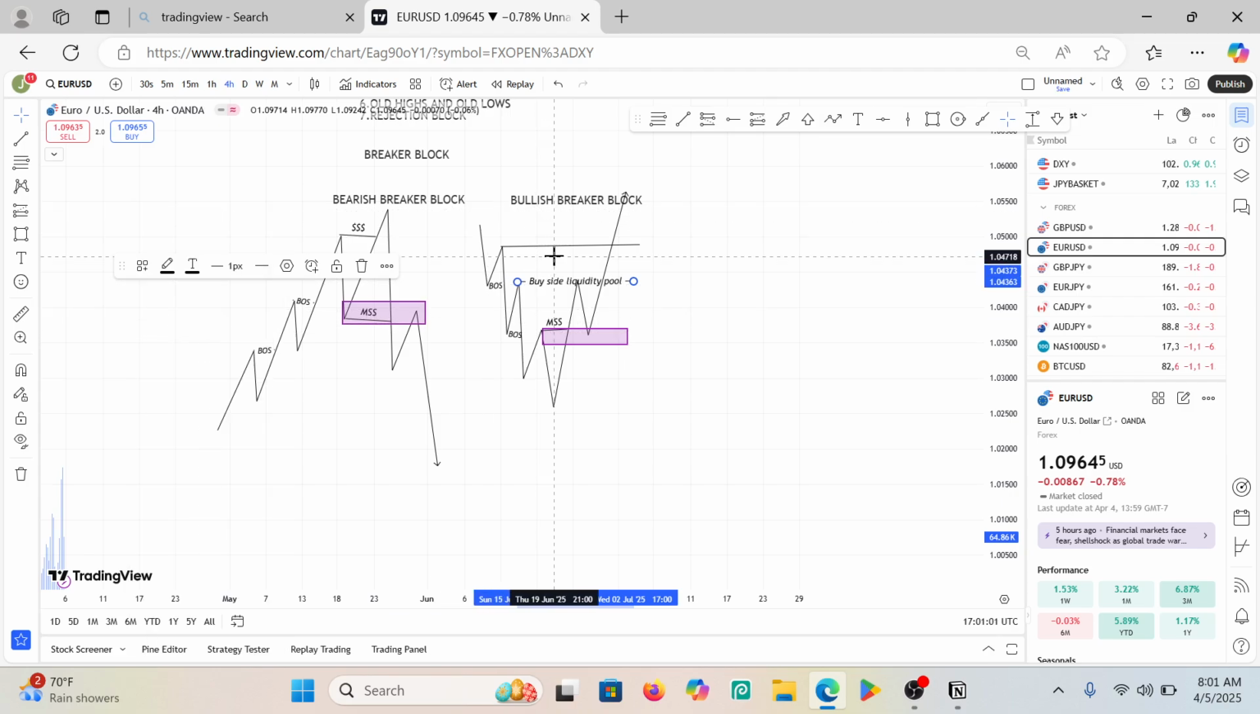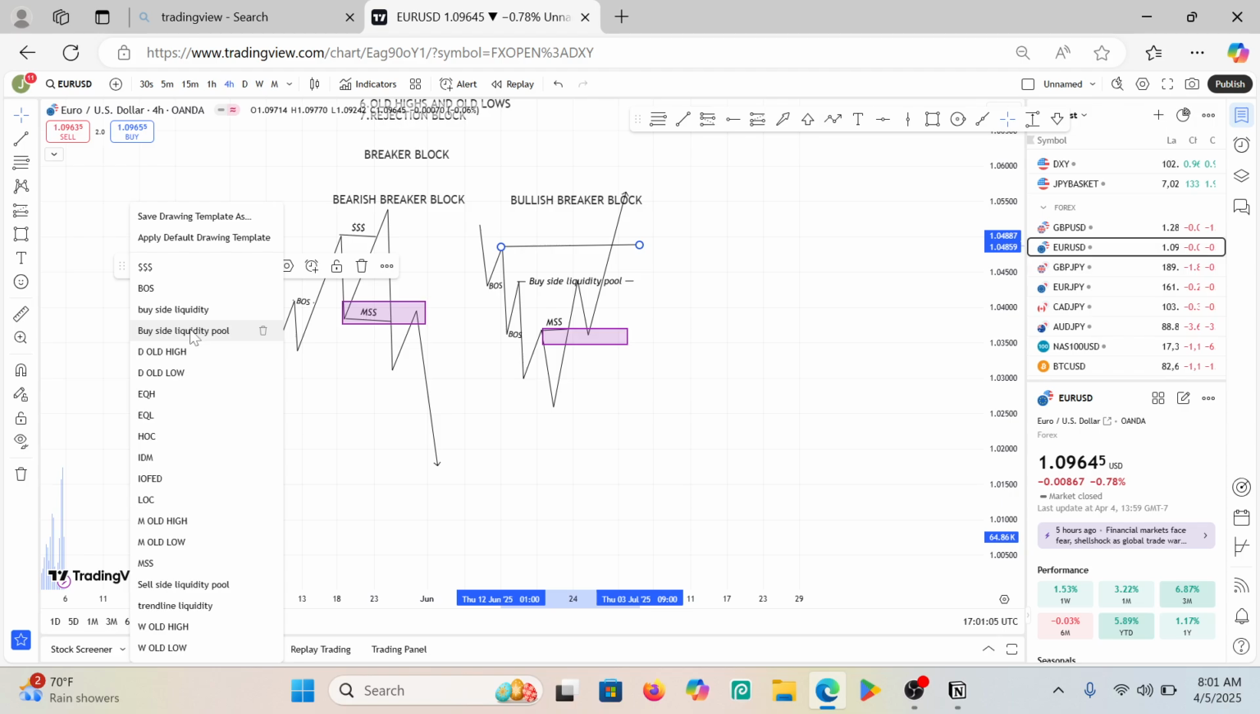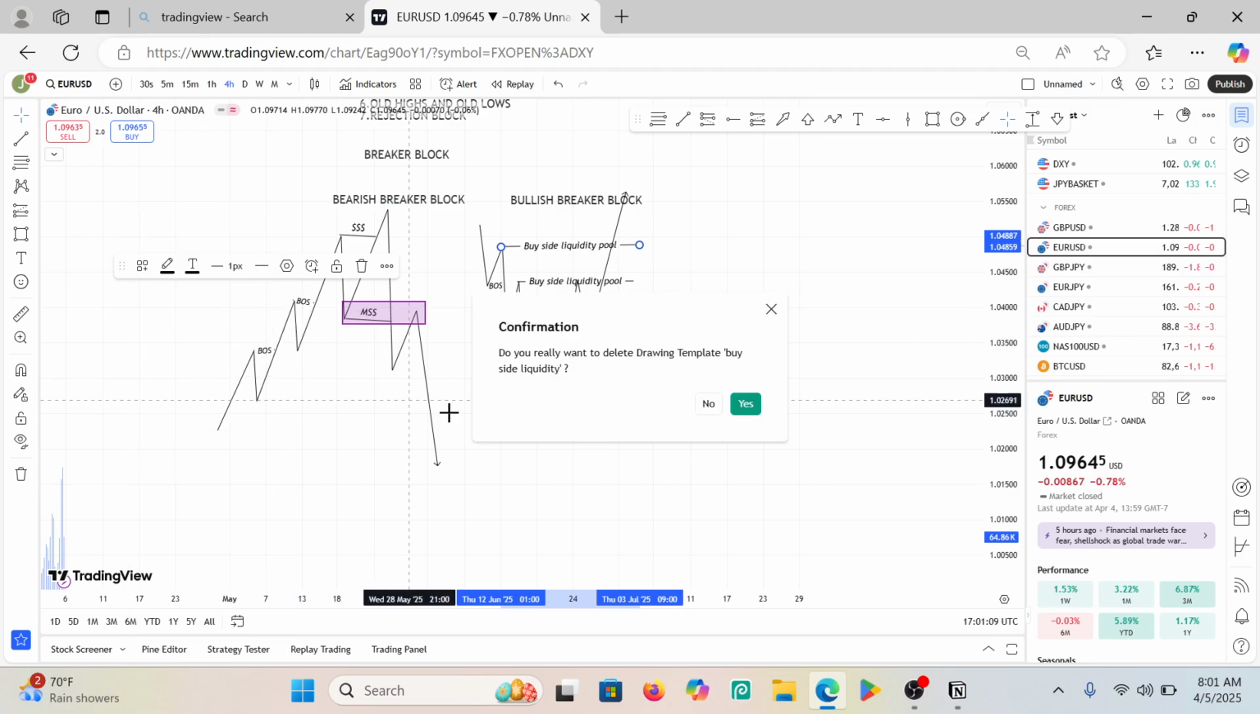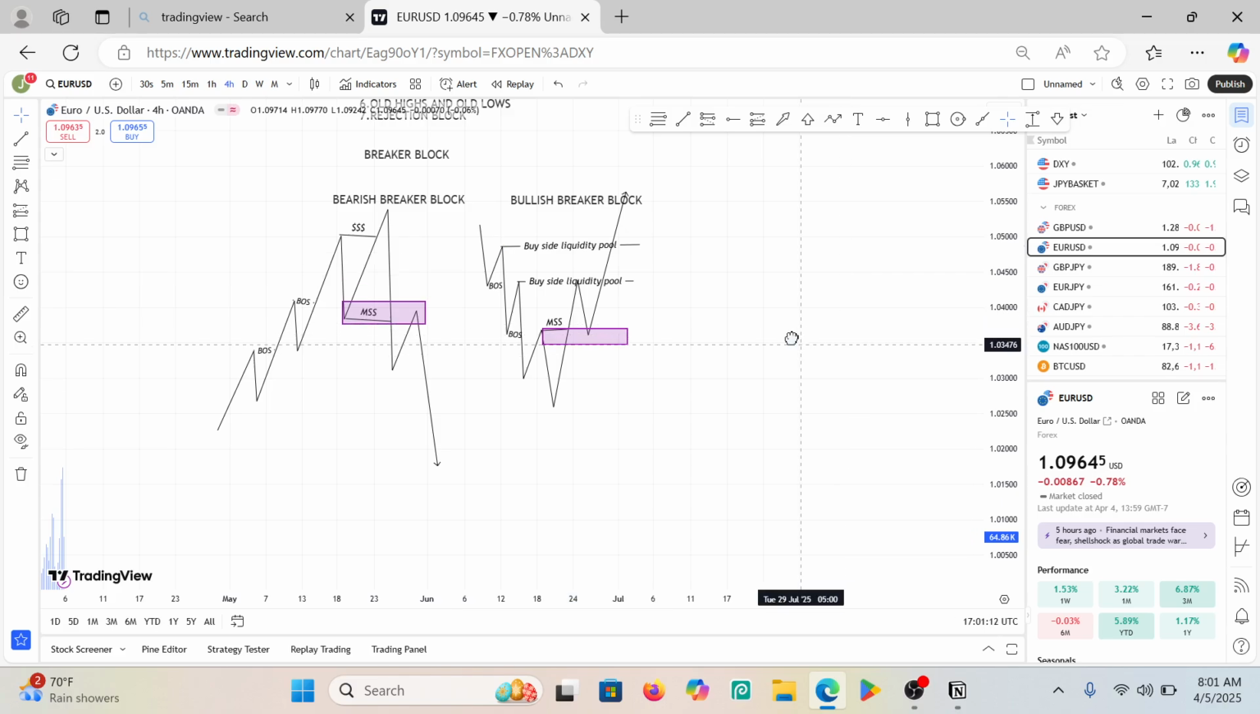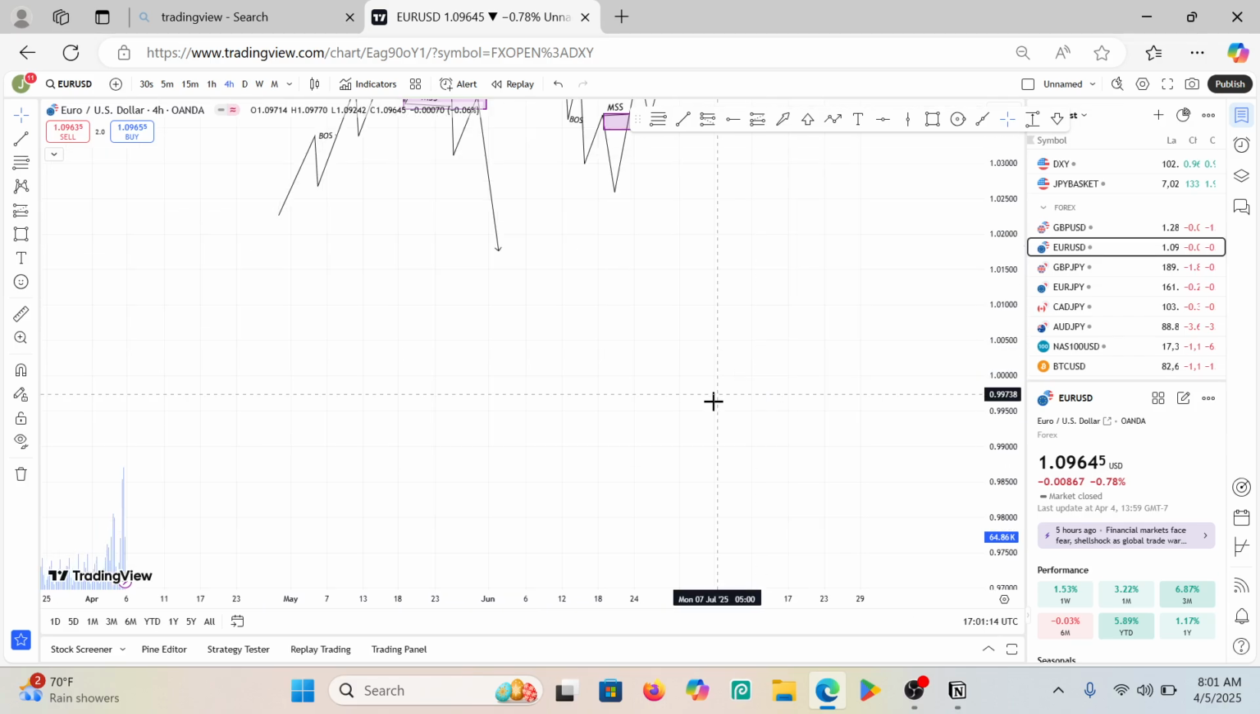These are buy side liquidity pools. Something I need to mention: you buy into the recent buy side liquidity pool.